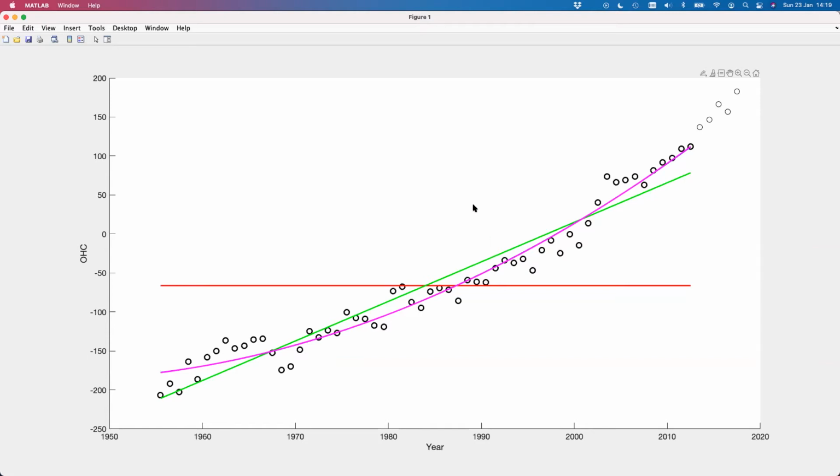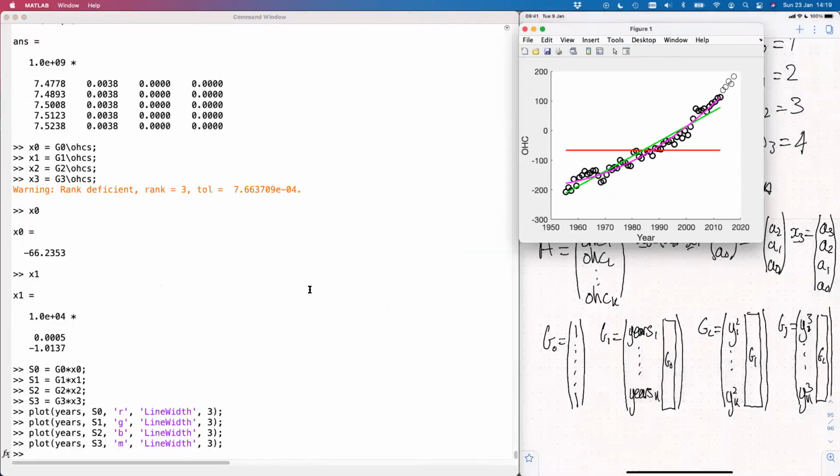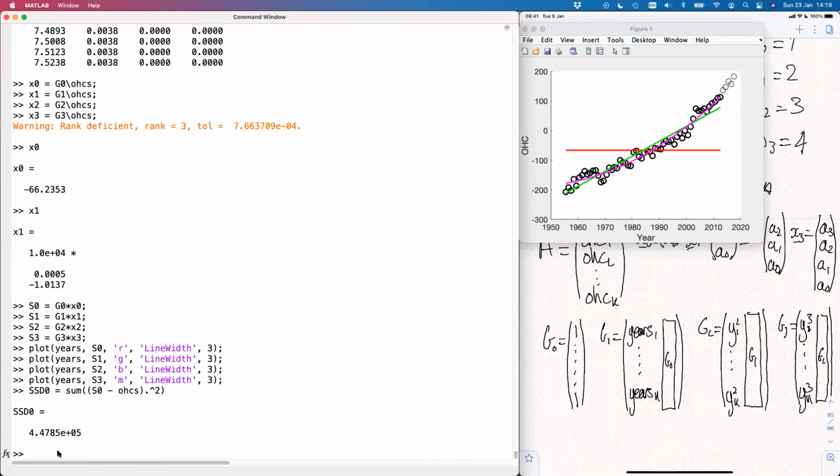We can work out sums of square differences for these different models just to see how well they match our original data set. So let's do that just to see. For model 0, the sum of square differences is the sum of S0 minus ocean heat content, the actual measurements, all squared. And that gives us a value, okay, what's that?